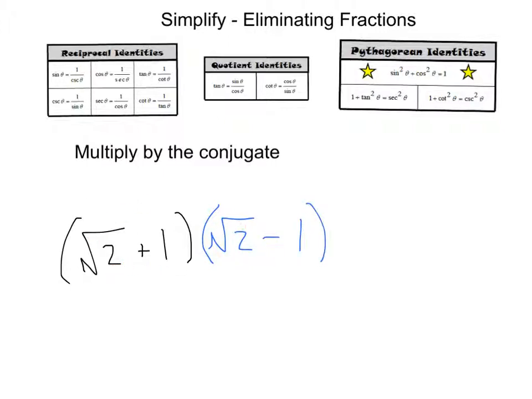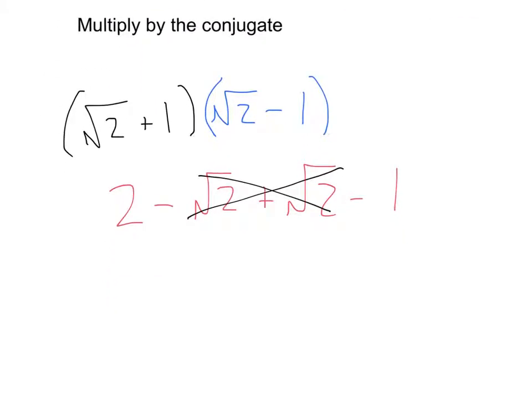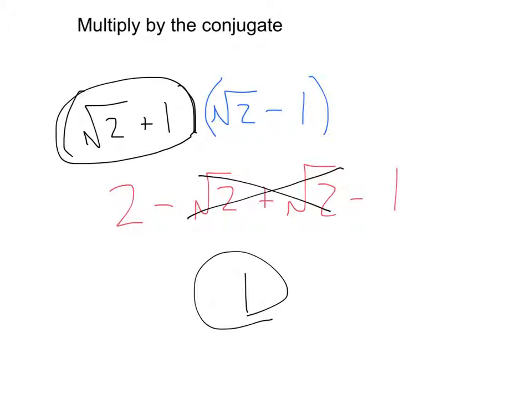If we distribute everything out, we're going to end up getting 2 minus root 2 plus root 2 minus 1. Check out how these two middle terms, negative root 2 plus root 2, are going to cancel each other out, leaving us with just 2 minus 1, or 1. So by multiplying root 2 plus 1 by the conjugate, we could get all the way to 1.